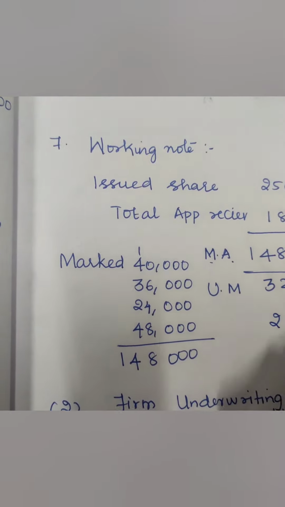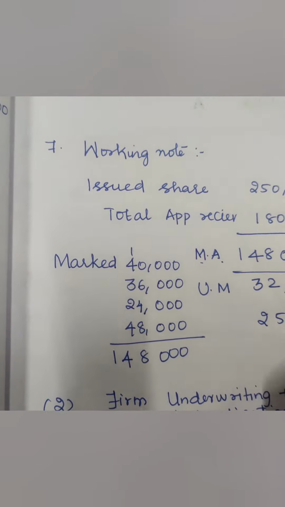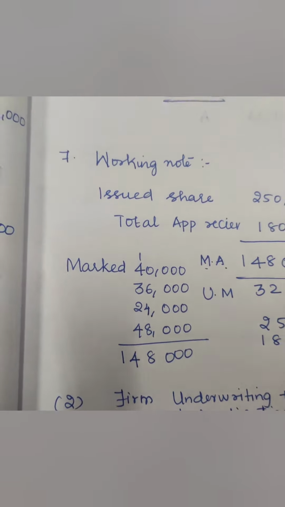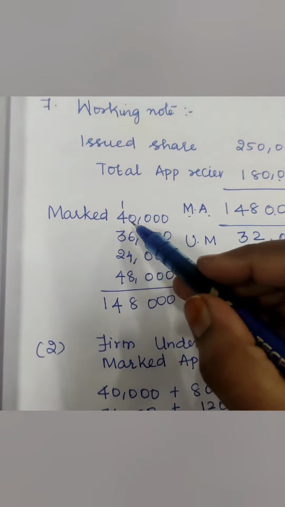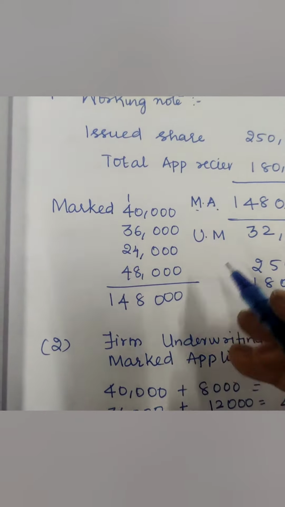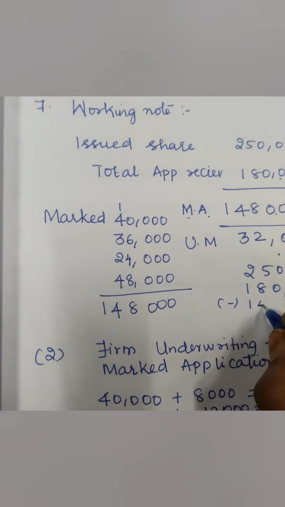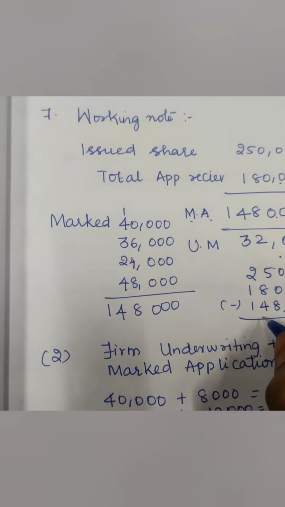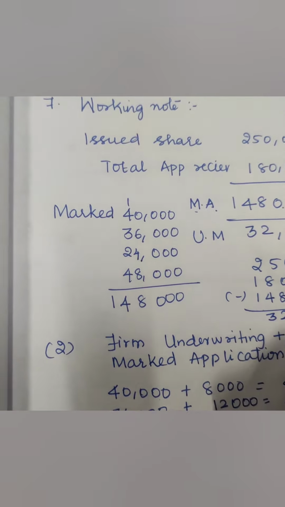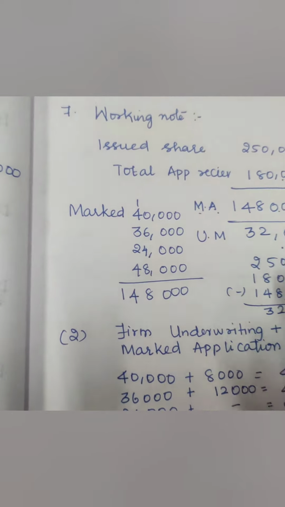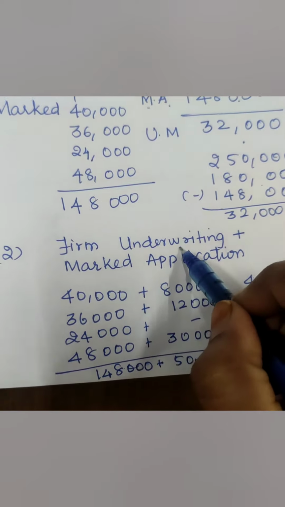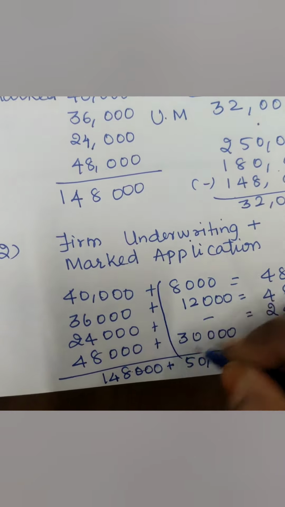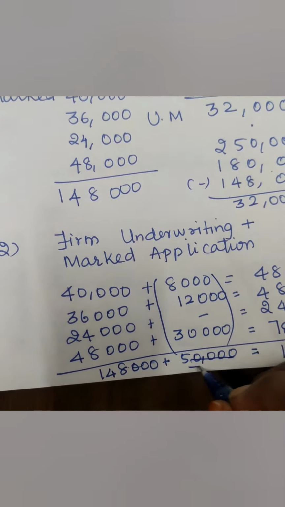The shares issued are 2,50,000. The shares received are 1,80,000, and the applications from the underwriters A, B, C, D total 1,48,000. If we take that out, this is marked application, and whatever is left is unmarked application. Now we need to calculate underwriting with marked application and with unmarked application. When we take all the underwriting, we get 50,000 as our underwriting.